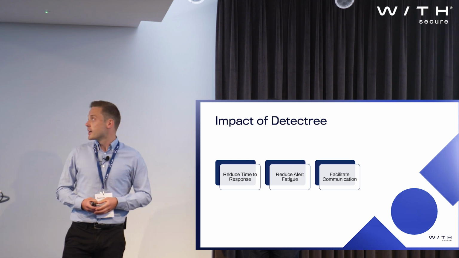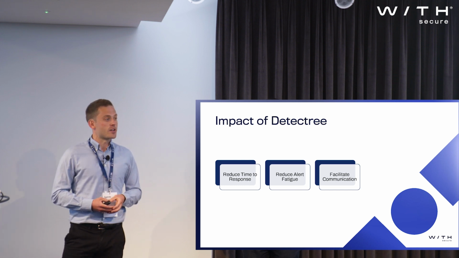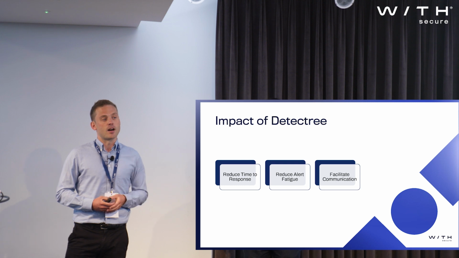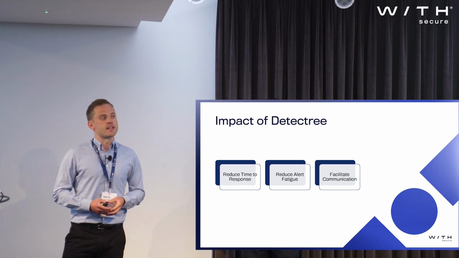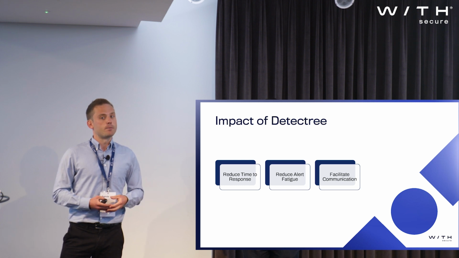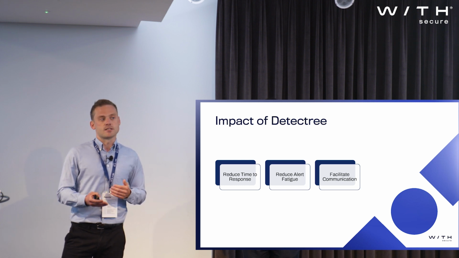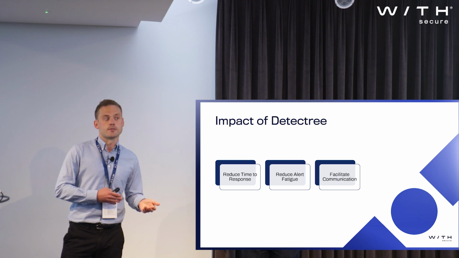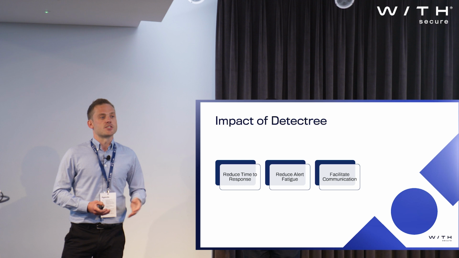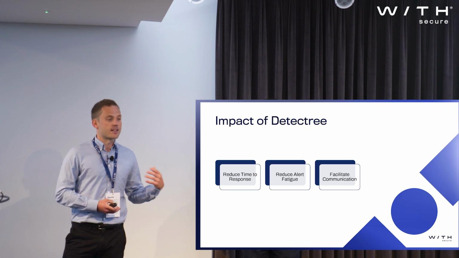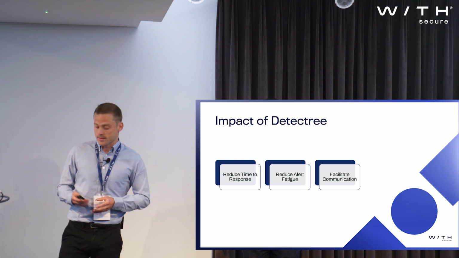I'll use another cliche: a picture tells 1,000 words. We don't have to sit there line by line explaining text-based data that's often represented chronologically, but chronology doesn't often reflect causation. And in a tool like Detectree, the causation is clear, and that facilitates the communication between analysts.